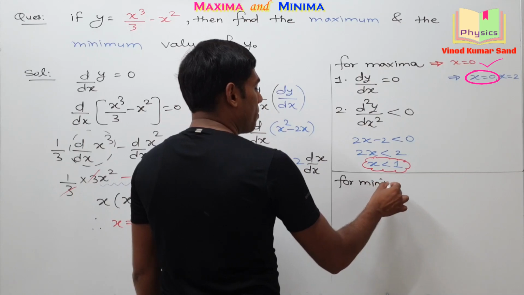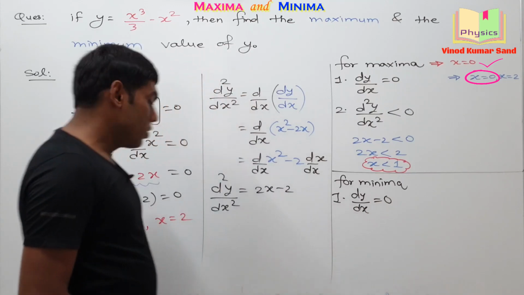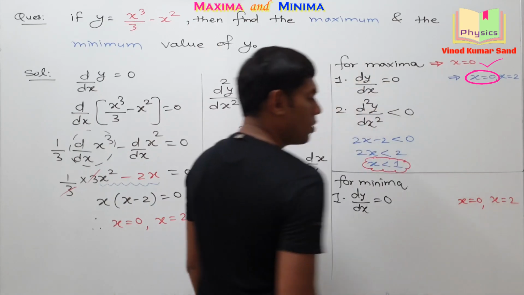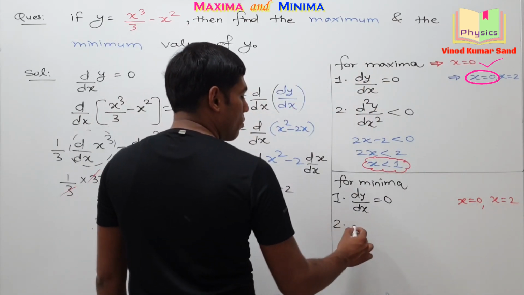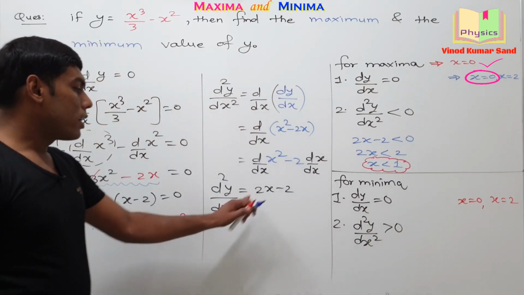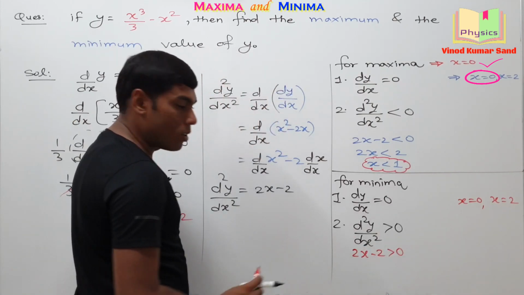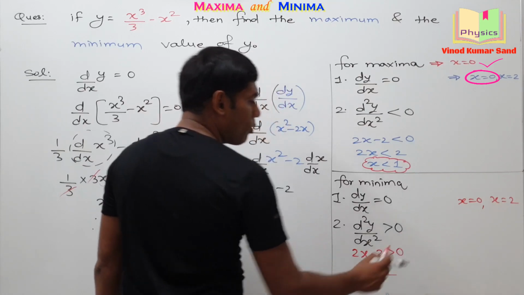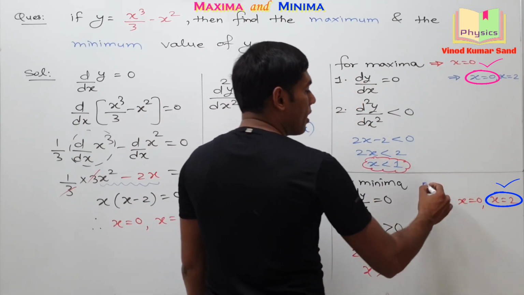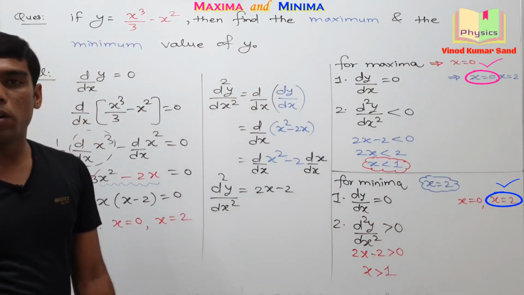I am going for the conditions of minima. For minima, the first condition is dy by dx is equal to 0. Solving that condition, we know we'll get x is equal to 0 and x is equal to 2. And the second condition for minima, d2y by dx square should be greater than 0, which means 2x minus 2 should be greater than 0. It means the x should be greater than 1. Which value is permissible here for minima? It means x is equal to 2 is the permissible value for the minima.